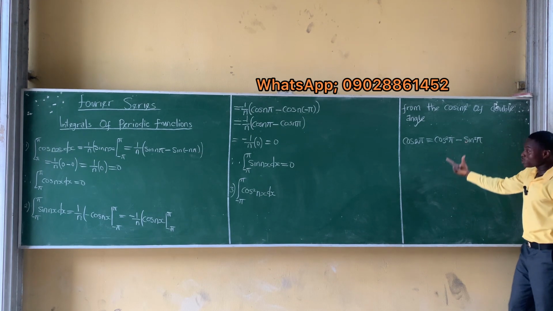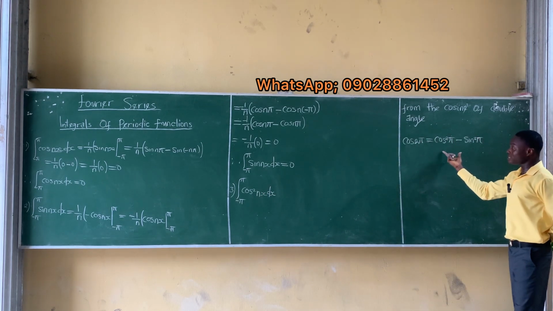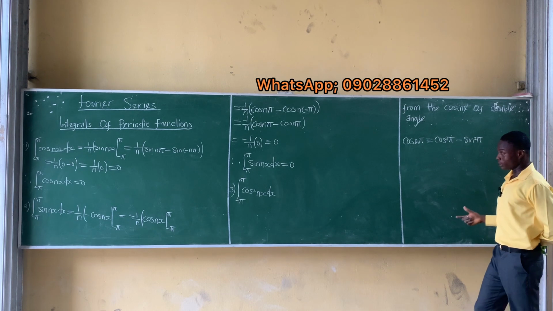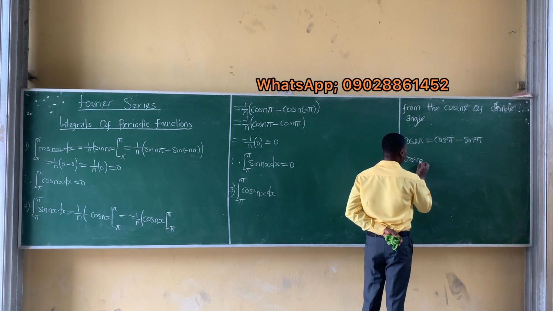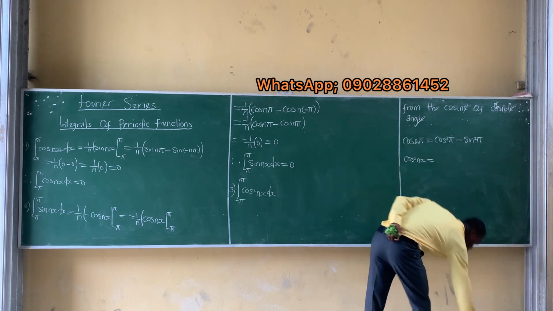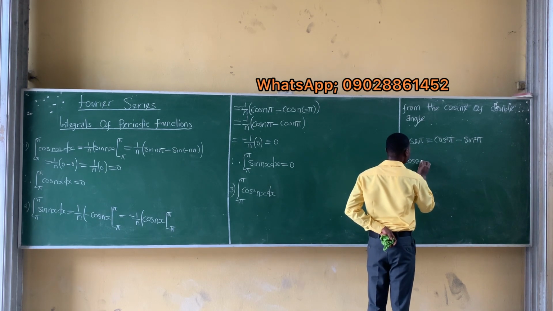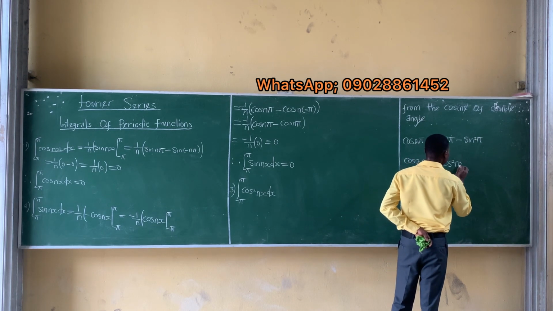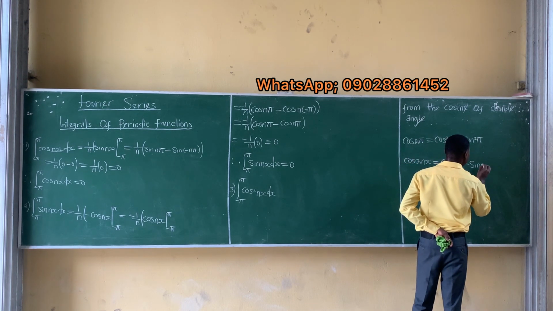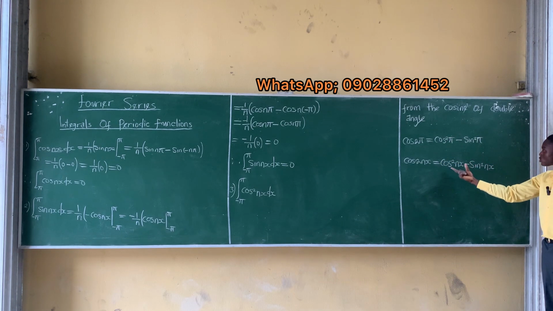So since we are looking for cos square nx, we can rewrite this cosine of double angle in terms of nx. So we can rewrite it as cos 2nx is equal to cos square nx minus sine square nx. And if you observe, what we are looking for here is cos square nx. So we can make cos square nx the subject of the formula.